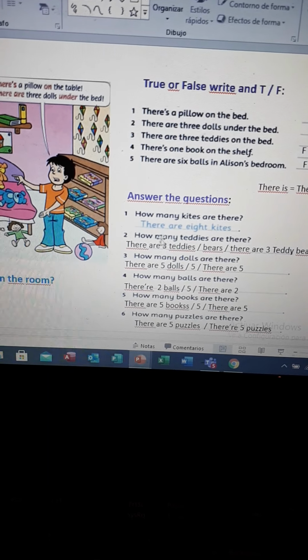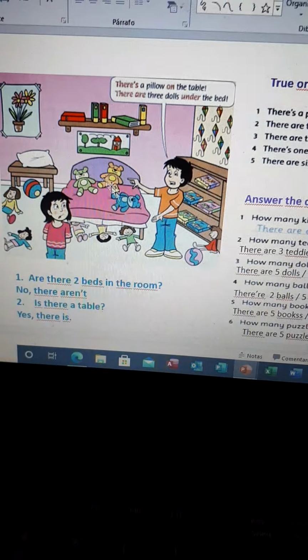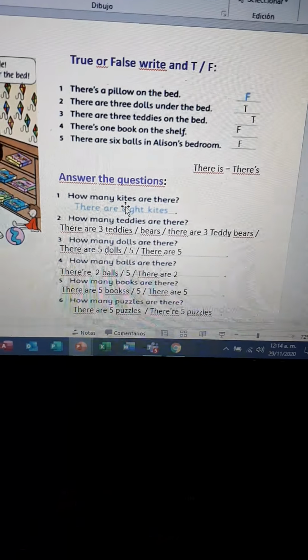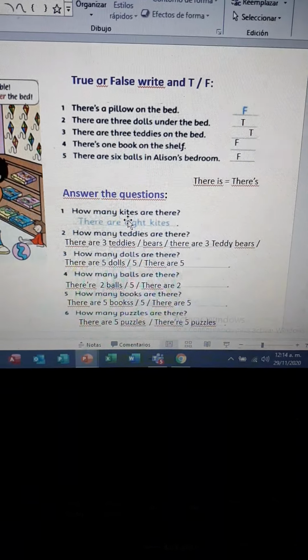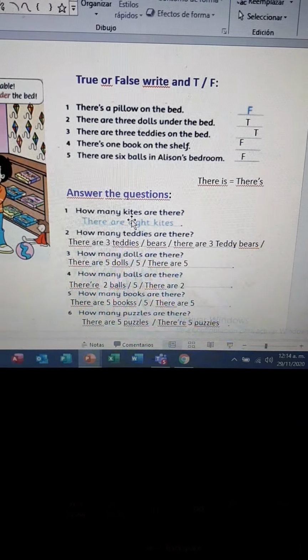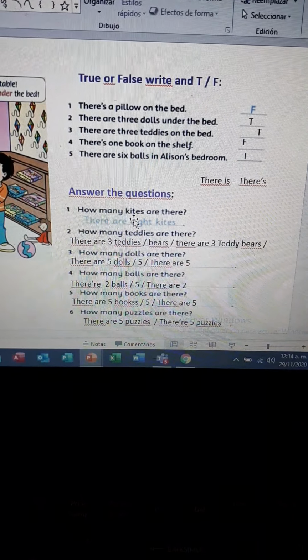Now, how many teddy bears are there? Teddy bears, we have 1, 2, 3. So we can answer in different forms. There are 3 teddies, or there are 3 bears, or there are 3 teddy bears. Okay, it's the same. The 3 forms could be fine.